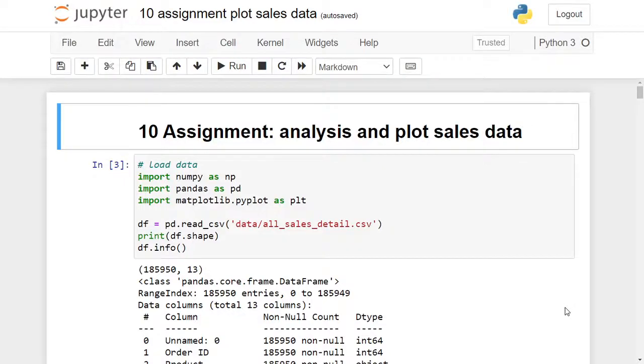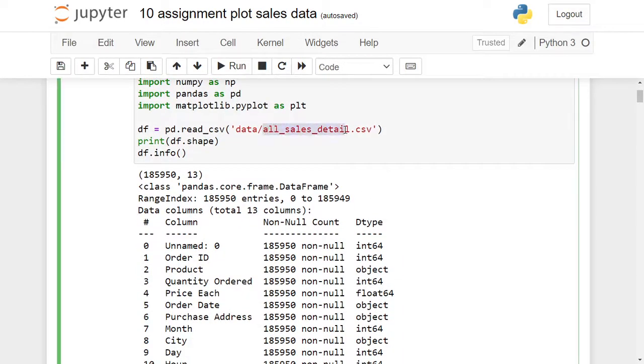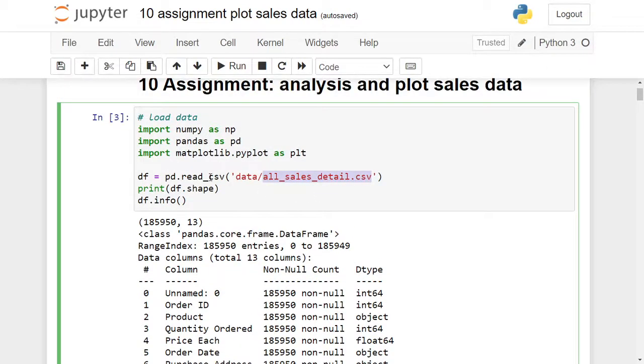In this video, we're going to solve the problem assignment 10, analyze and plot the sales data. In the last assignment, assignment 9, we cleaned up all the sales data and prepared all the sales details, which was saved in all_sales_details.csv. Now here we're going to read the CSV into a data frame.